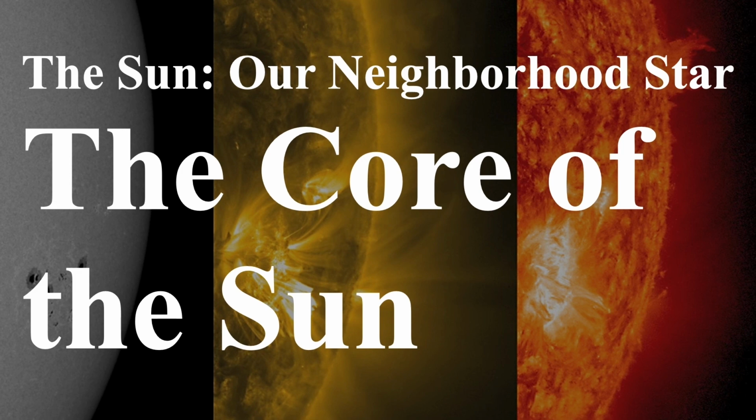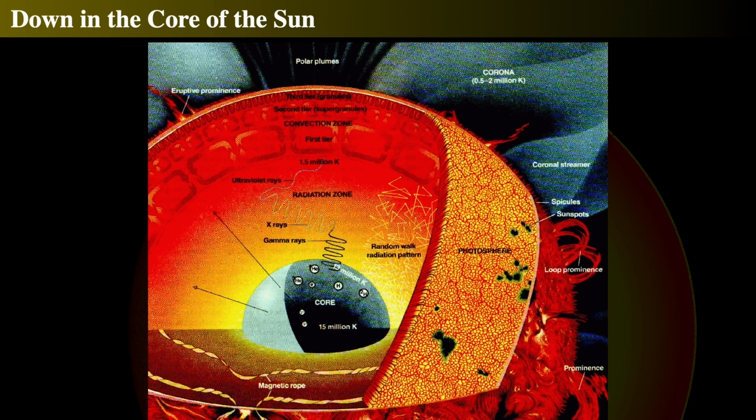Last time we were talking about the surface features of the sun. Now let's get down to the center of things, down into the core of the sun. So what's way down in the core of the sun? What are the conditions like in there?